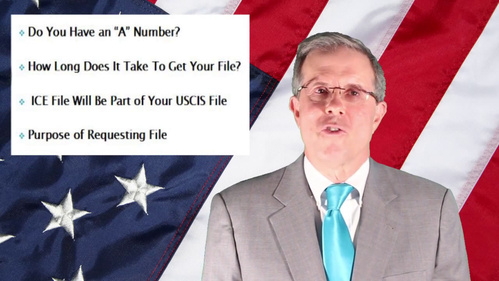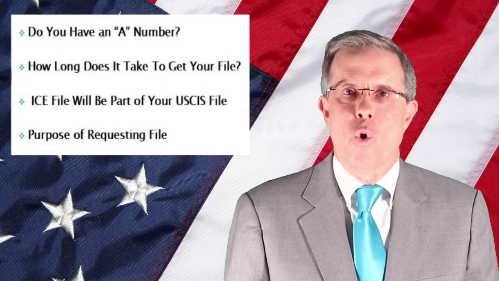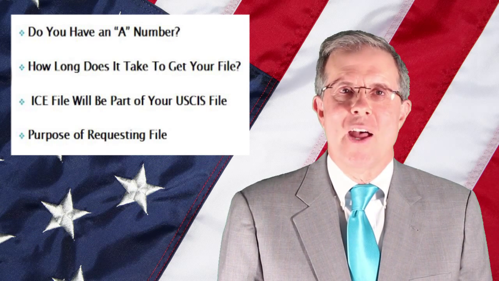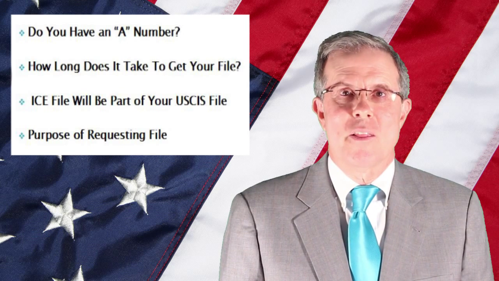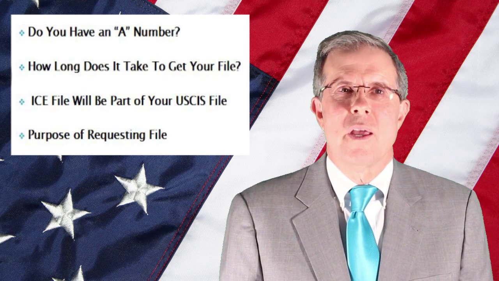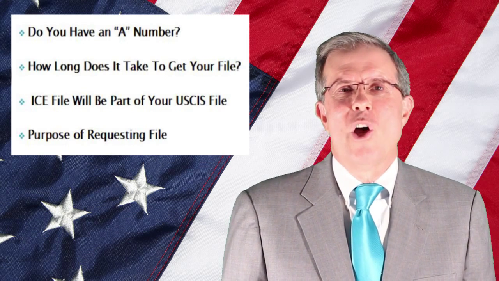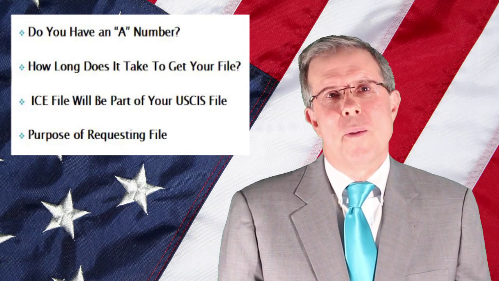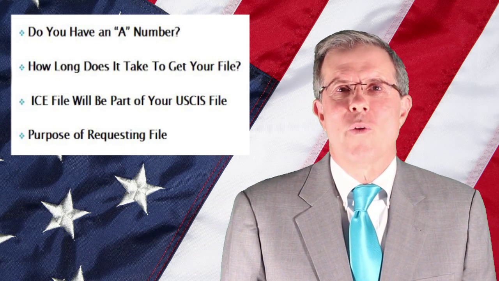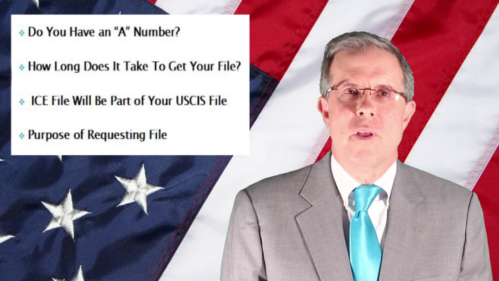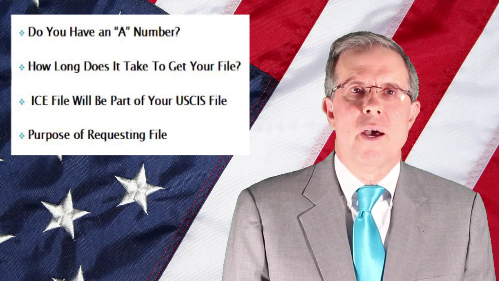So let's talk about USCIS files. The first question you should ask yourself is, do you have an alien number or an A number? If you do, immigration files all their files by that number, and it's very easy to get the file. If you don't have it, it's going to be a lot more problematic. How long does it take to get a file? Well, it's supposed to take no longer than 20 days, but in actuality, it may take 4 to 6 months. Immigration has a huge backlog.